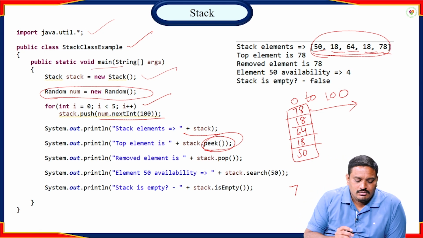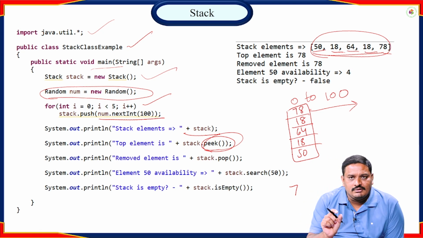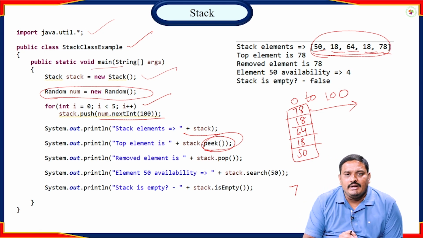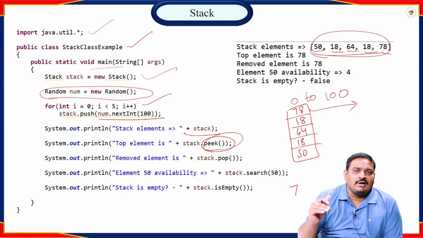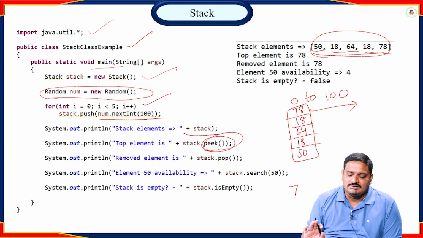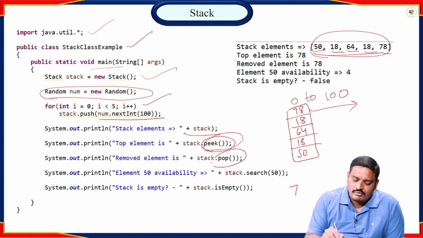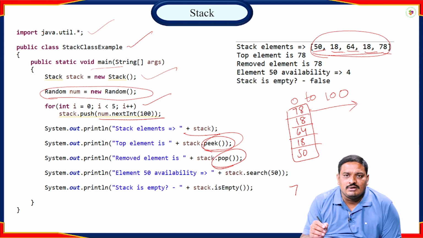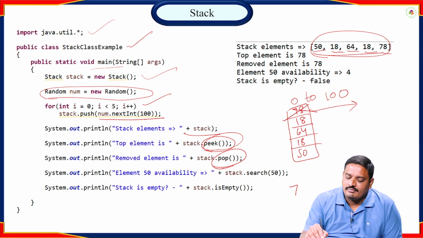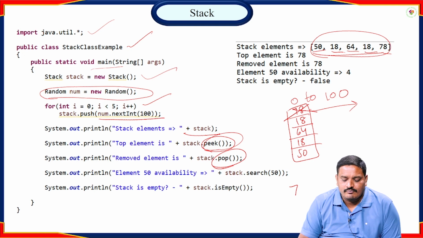Okay. Now I will remove one element in that list. Which element will be removed? The topmost element in the stack, and that element will be removed first. Now we apply the pop method. By applying the pop method, which element will be removed from that stack? The element 78 will be removed from that stack.